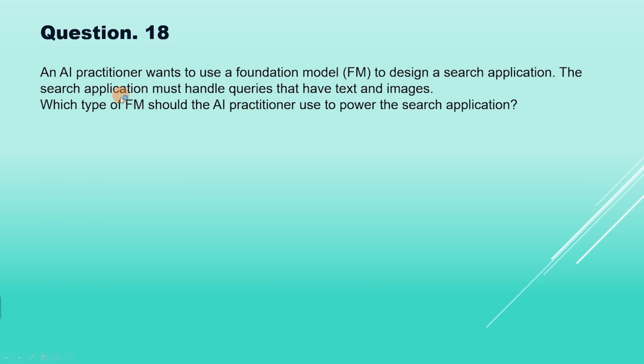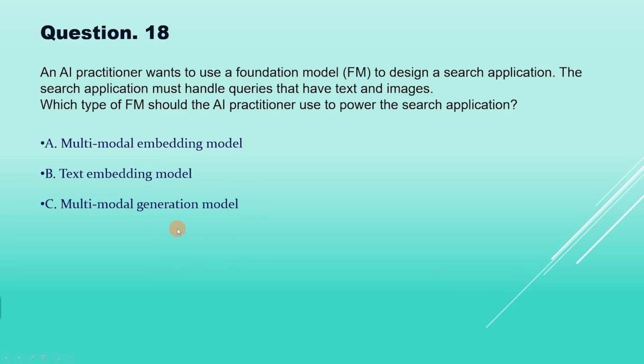Now question number 18. An AI practitioner wants to use a foundation model to design a search application. The search application must handle queries that have text and images. Which type of FM should the AI practitioner use to power the search application? Here are the options: option A, multimodal embedding model; option B, text embedding model; option C, multimodal generation model; option D, image generation model. Take your time to guess the correct answer.